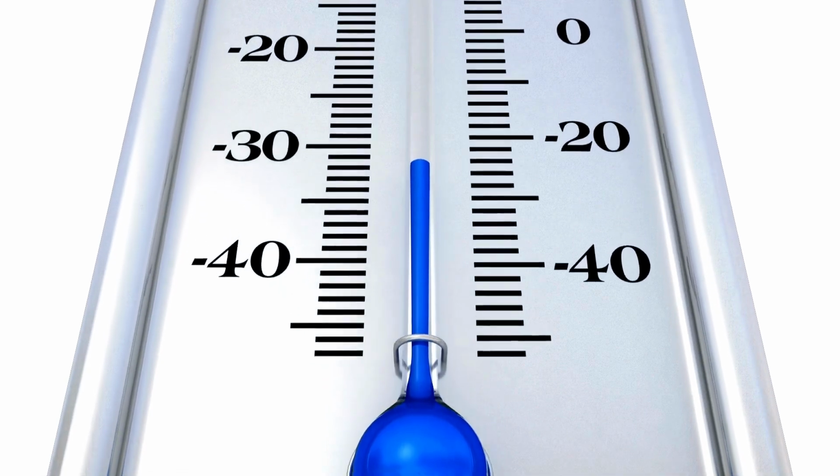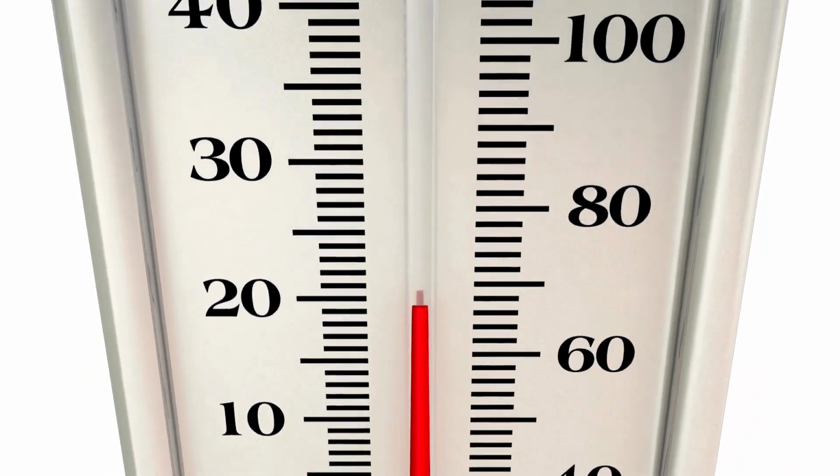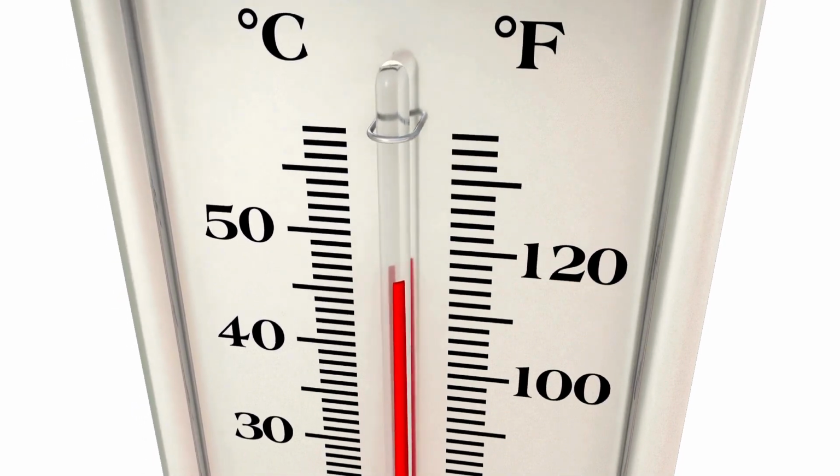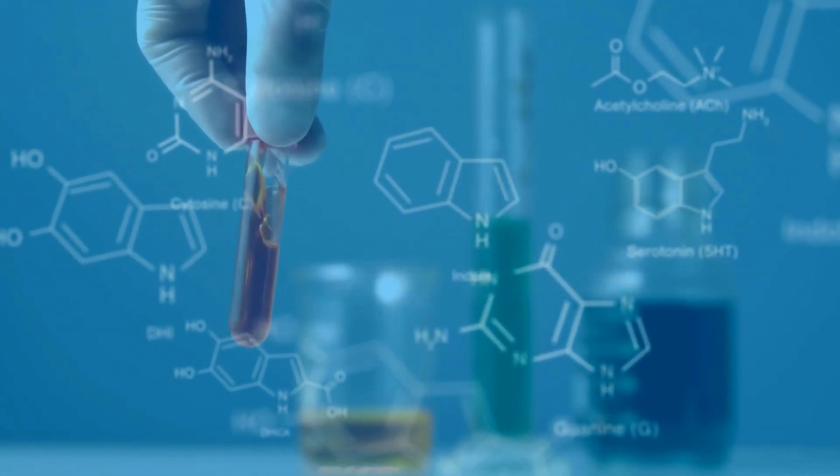Now, let's break down the types of field data scientists collect. First, there's physical data: temperature, humidity, and wind speed. These measurements help us understand an environment's abiotic or non-living factors.